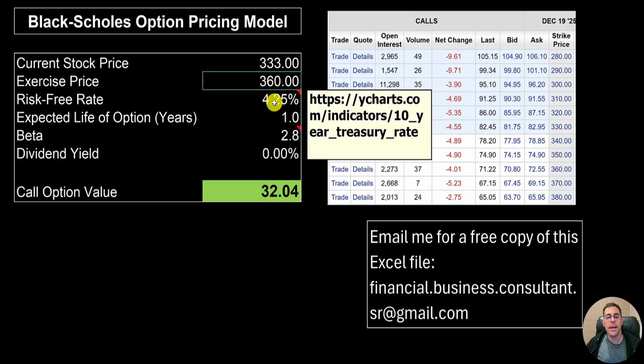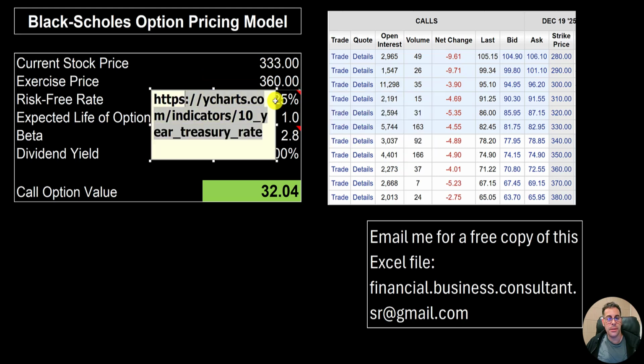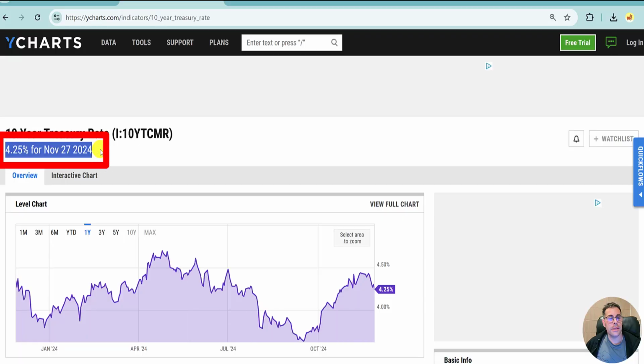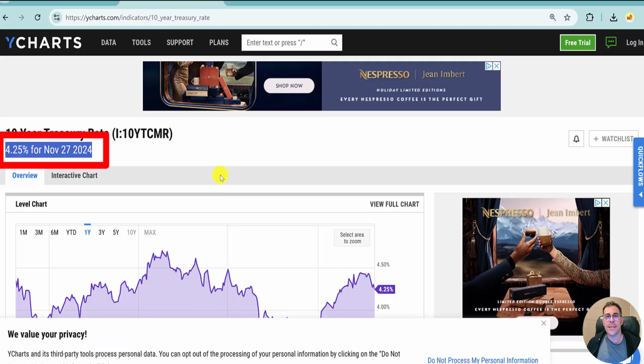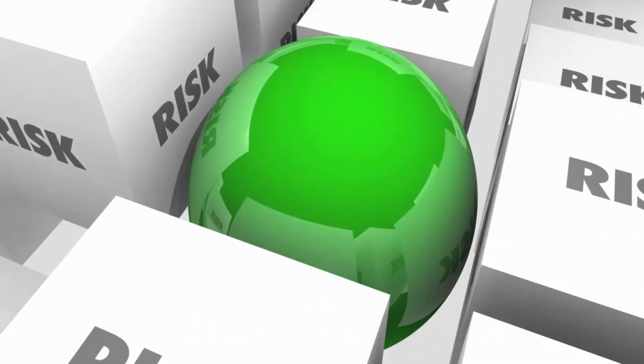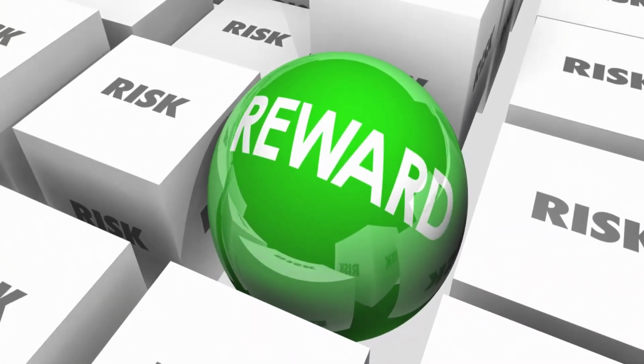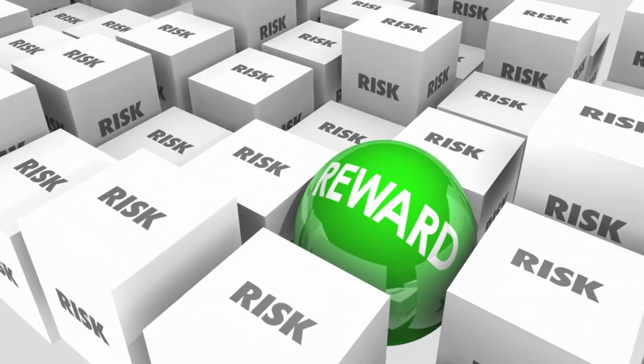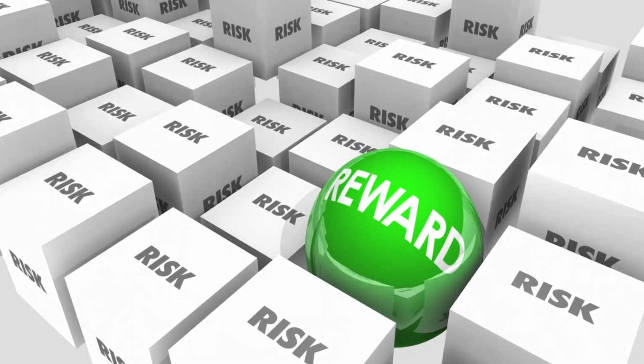The risk-free rate, it's currently 4.25%. I put the website right here I used, the 10-year treasury rate, and 4.25%. When it says risk-free rate, that's like the guaranteed return you would receive because a US Treasury note is pretty much guaranteed. Once you start taking some risk, you might get a higher interest rate, 6, 7, 8, 9, even 10%, but you might not receive your principal back.